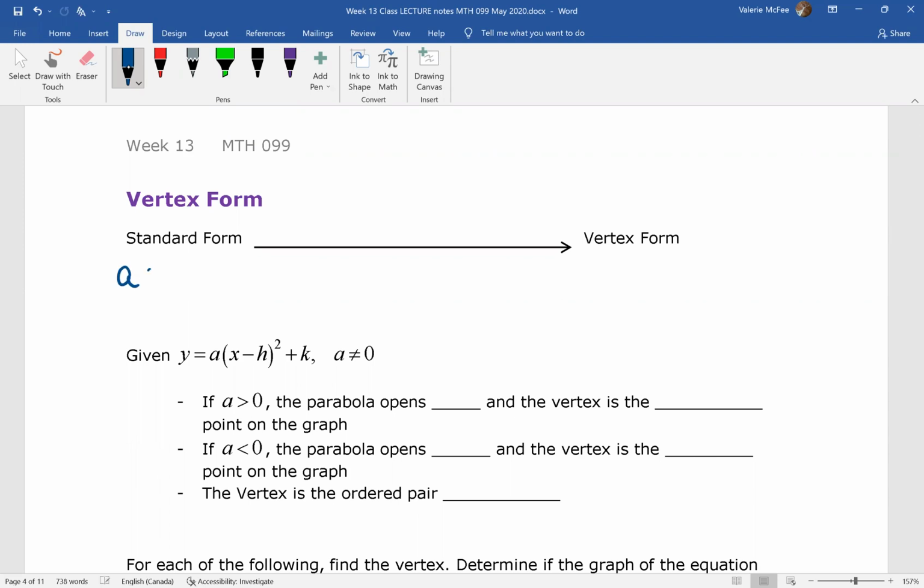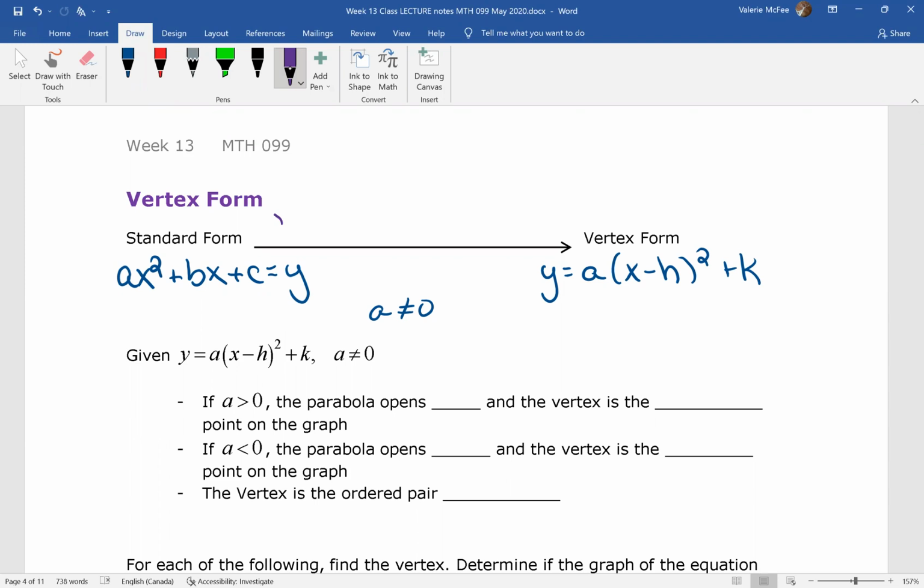We have our standard form, ax squared plus bx plus c equals y. And then we have our vertex form, y equals a times (x minus h) all squared plus k. In both of these, of course, a cannot equal 0. The question is, how do we get from one form to the other? Well, it should look a little bit familiar to you. This is where we need to use that completing the square method that you've been practicing.